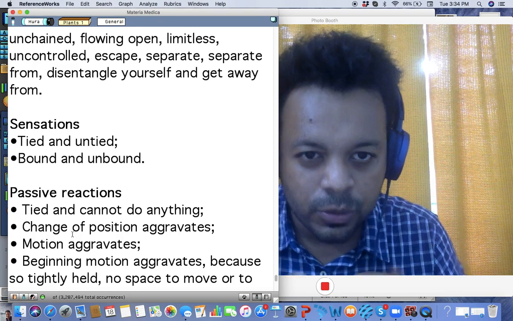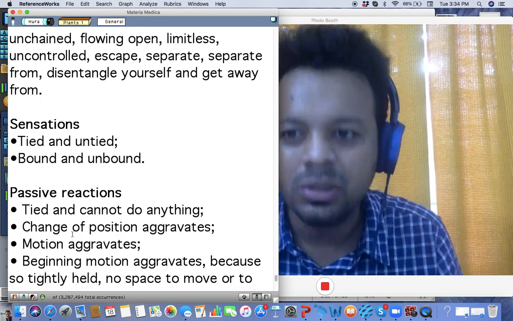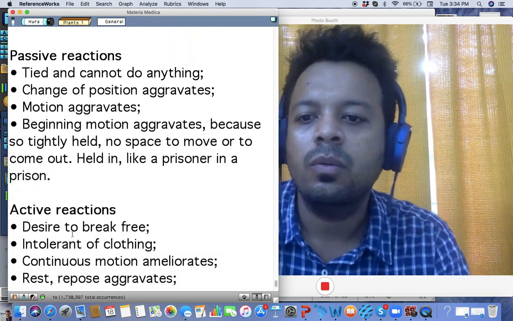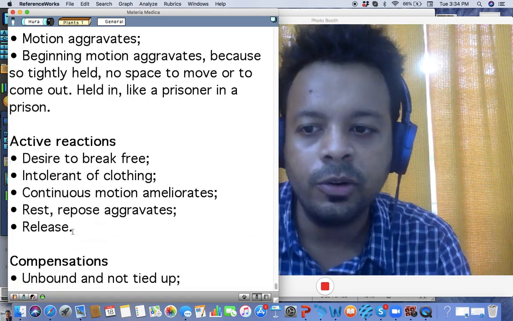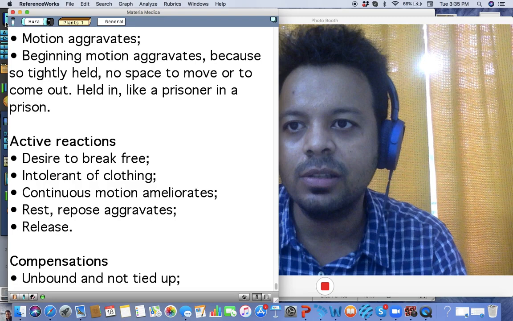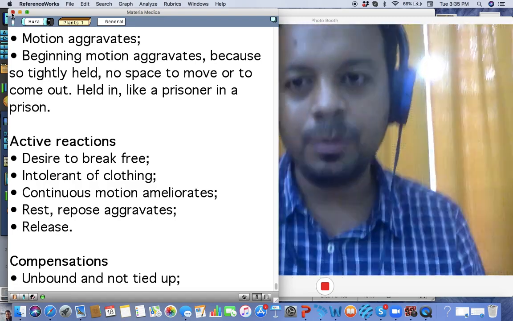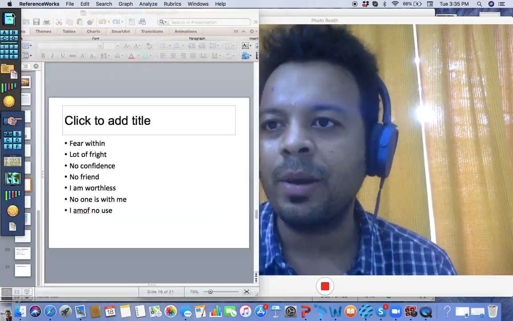And the opposite of this is that he wants to just liberate himself and has a desire to break free, and motion ameliorates and rest aggravates. So this is Hura Brasiliensis, a little bit of drug picture of Hura Brasiliensis for my homeopathic students.